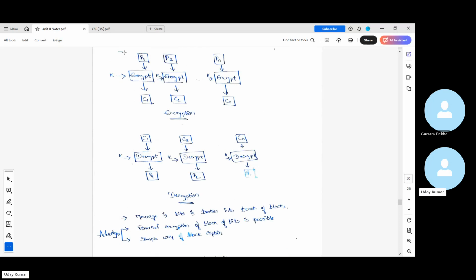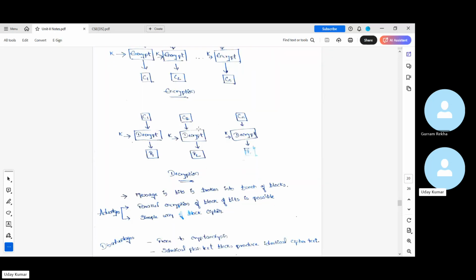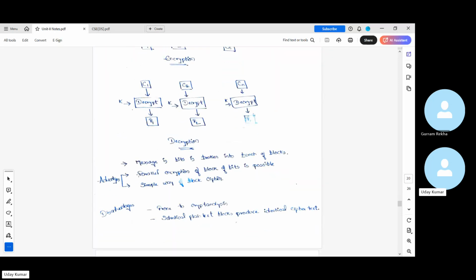So here each block is independent of the others, right? That's the advantage, because you can actually do parallel processing here.